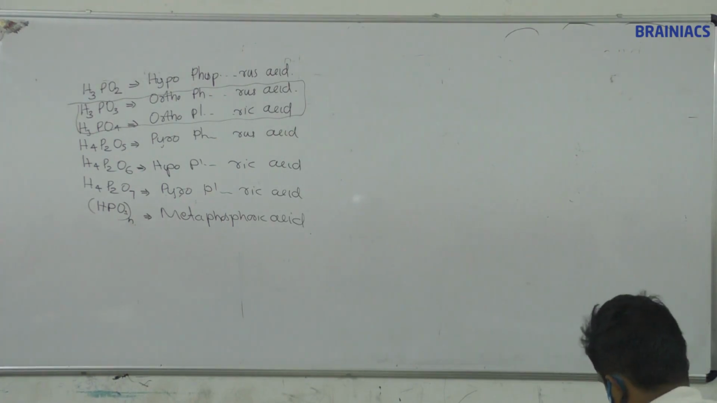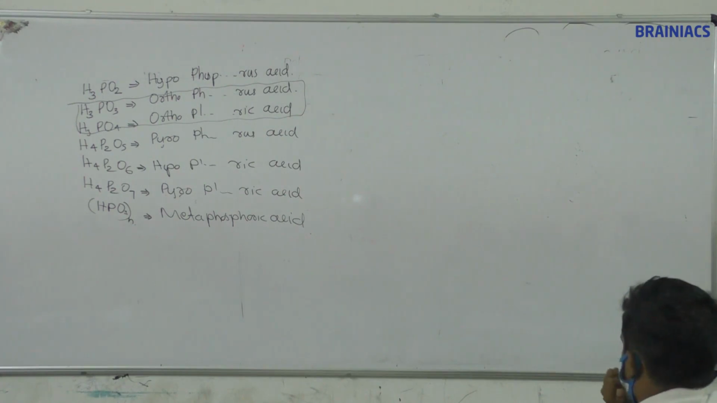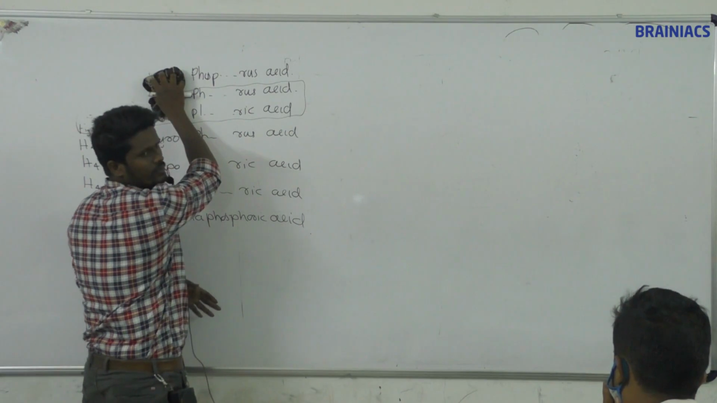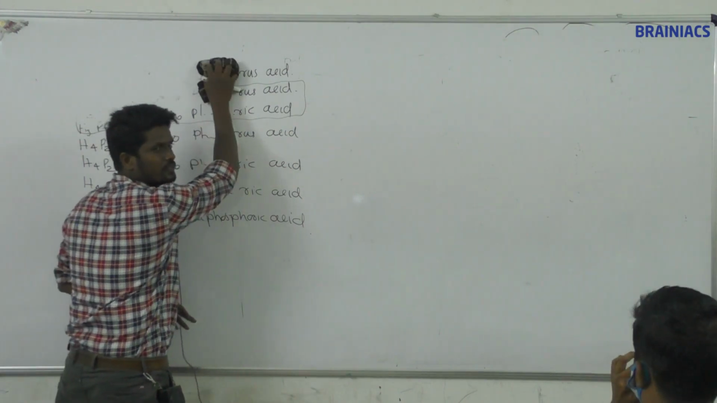Okay, H3PO2, H3PO3, H3PO4, H4P2O5, H4P2O6, H4P2O7 and (HPO3)n. Metaphosphoric acid.